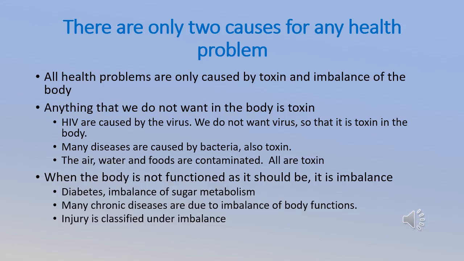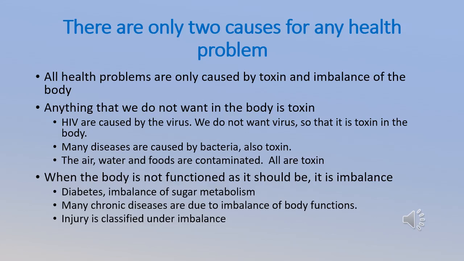Many people ask, how about HIV? HIV is caused by a virus. We don't want a virus, so it is a toxin in the body. Many diseases are caused by bacteria, and we don't want bacteria inside the body. It is also a toxin. Many problems nowadays are also caused by the contamination of the air, water, and foods. All these are toxins, and they cause a lot of problems in the body.